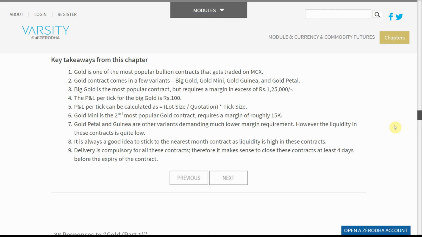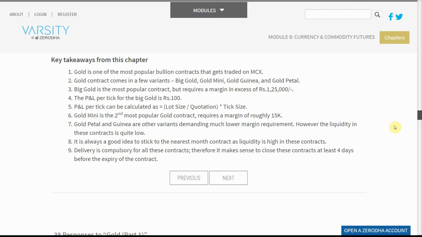Key takeaways from this chapter. Gold is one of the most popular bullion contracts that gets traded on MCX. Gold contract comes in a few variants: Big Gold, Gold Mini, Gold Guinea, and Gold Petal. Big Gold is the most popular contract, but requires a margin in excess of 1,25,000 rupees. The P&L per tick for the Big Gold is 100 rupees. P&L per tick can be calculated as lot size, quotation, asterisk tick size.